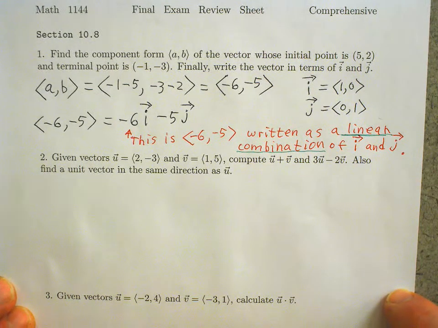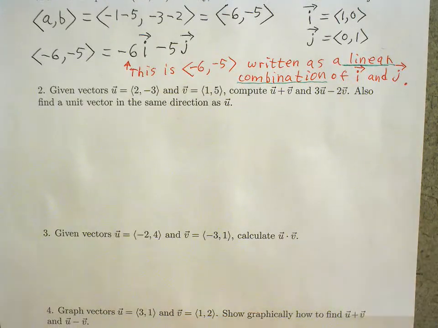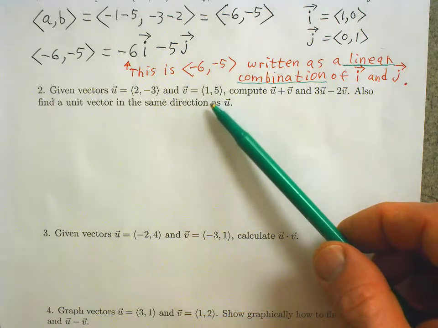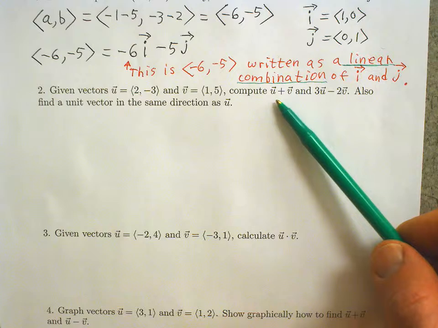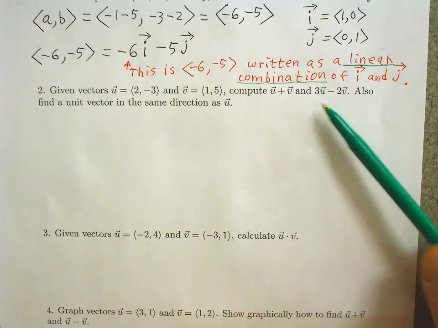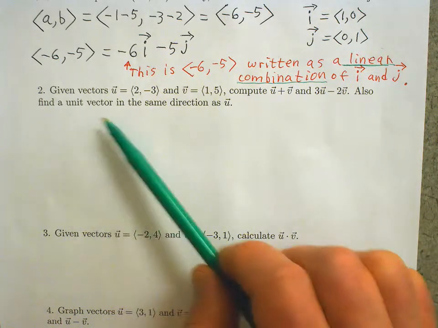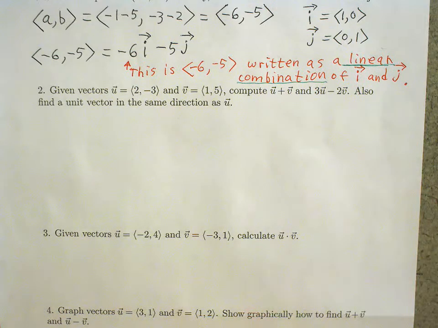Okay, the next one, number 2. Given vector u in component form has components 2, -3, and vector v in component form 1, 5. Compute vector u plus vector v, and also 3 times vector u minus 2 times vector v. And then also find a unit vector in the same direction as vector u.